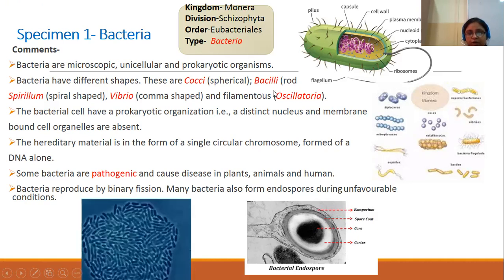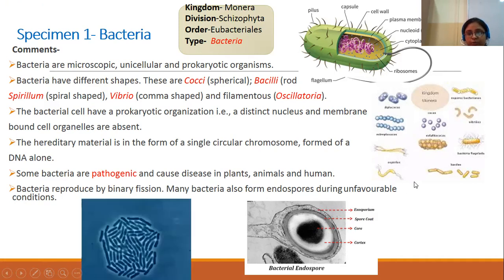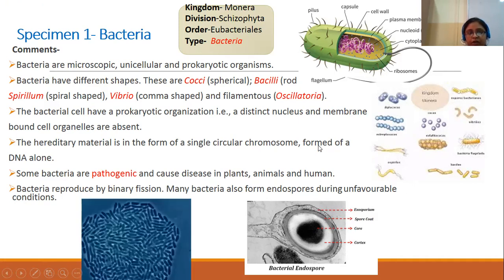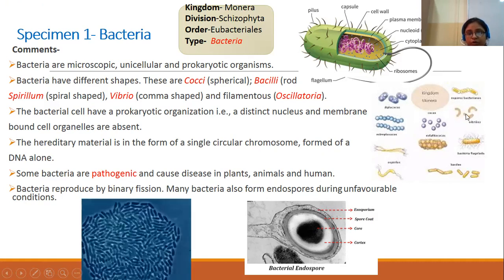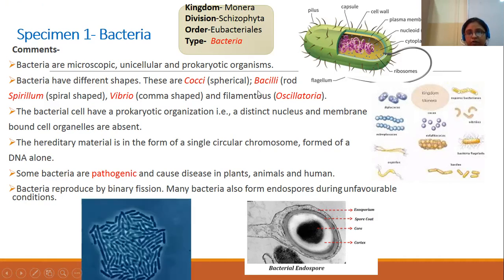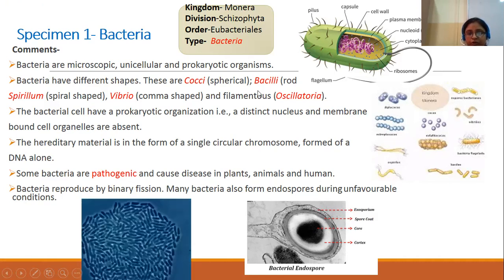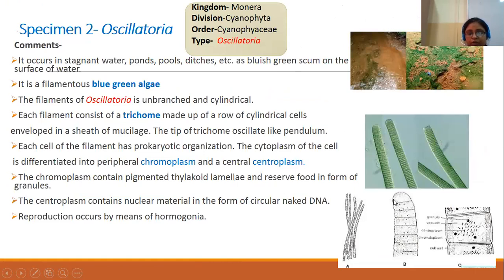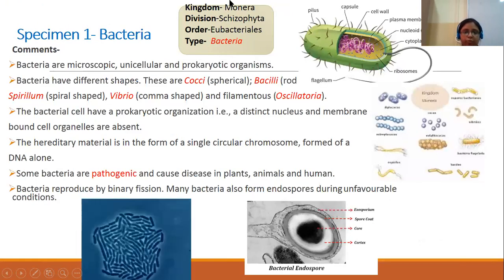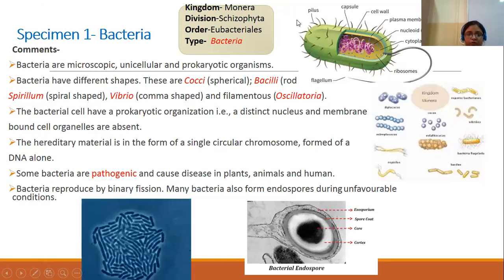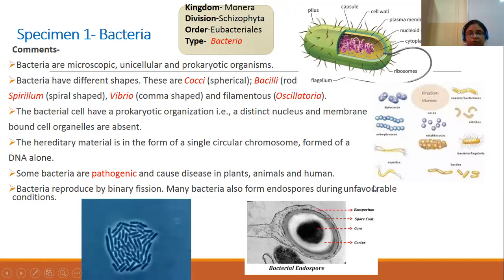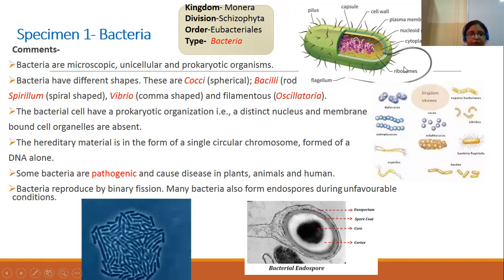Then next comes the spirillum. Spirillum are the spiral shaped bacteria. Then next comes the vibrio. Vibrio means comma. So here you can see these are the vibrios, the comma shaped bacteria. And then comes the filamentous Oscillatoria. For this I have to go to the next slide. This is a filamentous bacteria. It is also called a blue-green alga. Its name is Oscillatoria. All these belong to this kingdom Monera. This is the kingdom of bacteria, the kingdom of unicellular prokaryotes. So these are the different forms in which the bacteria can be found.